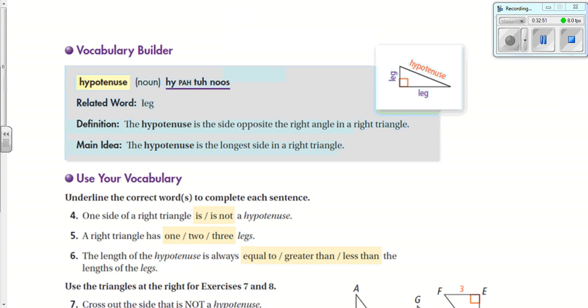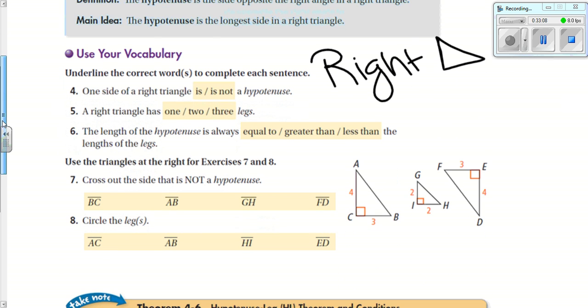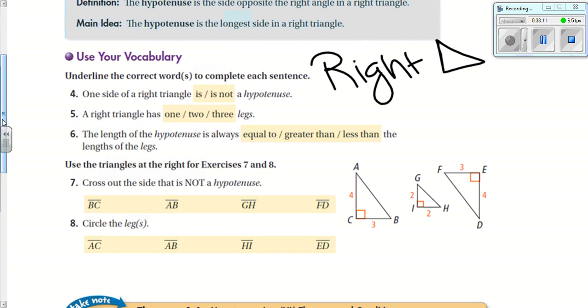All right, last one. This one is called the hypotenuse leg theorem. Hypotenuse leg only works for right triangles. So if you do not have a 90-degree symbol, forget this one. One side of a right triangle is a hypotenuse? Yes, we know it is. A right triangle has how many legs? 2, because the third side is your hypotenuse. The length of the hypotenuse is always equal to, greater than, or less than the length of the legs? Greater than, guys. It's always across from the biggest angle, the 90-degree angle.